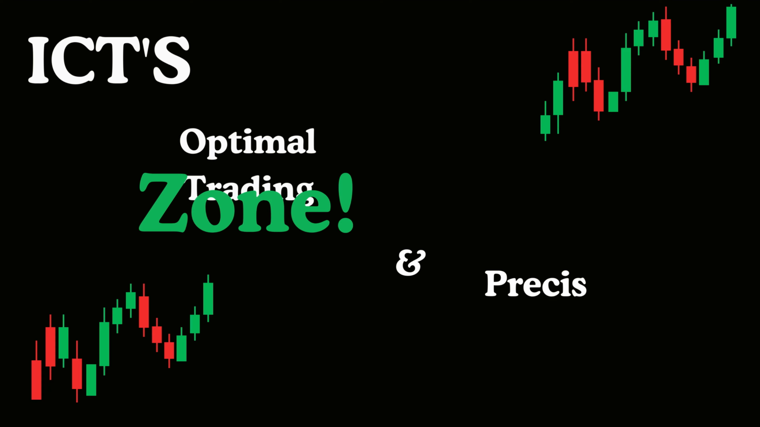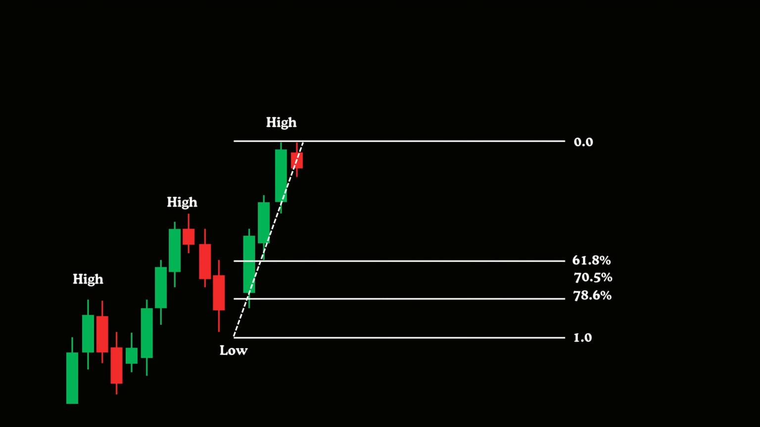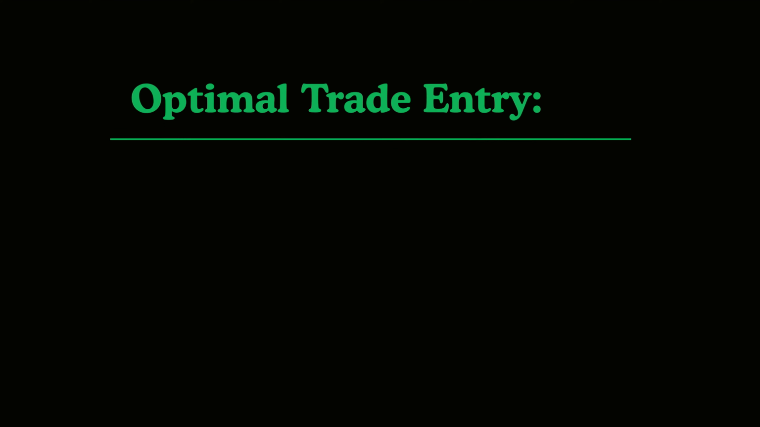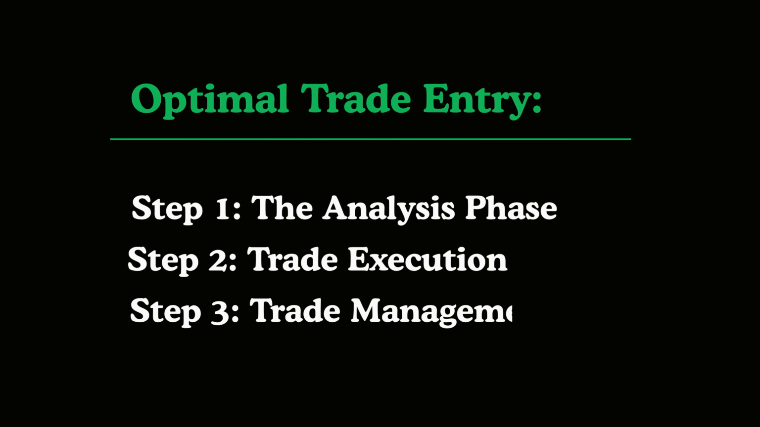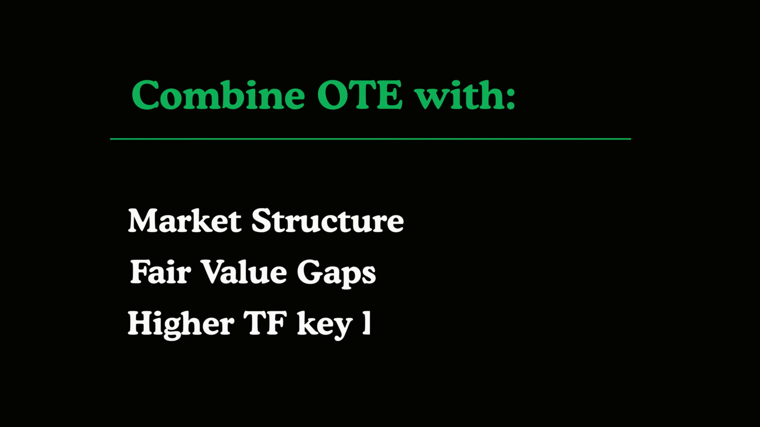Hey everyone, in this video we're diving into the concept of the optimal trading zone and precise trade entry, as outlined in ICT style strategies. This concept primarily depends on Fibonacci retracement zones and core price swings to identify the start of potential impulsive moves and outline probable targets. We've broken down this trading framework into three simple stages: the analysis phase, trade execution, and trade management. We'll show you how to merge this idea with market structure, fair value gaps, and higher timeframe key levels to catch a high-quality setup.